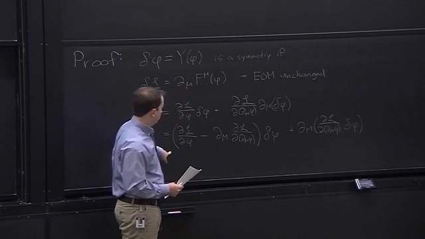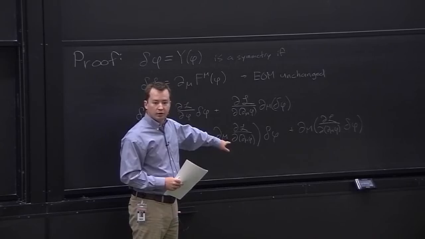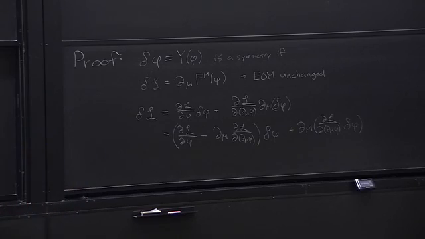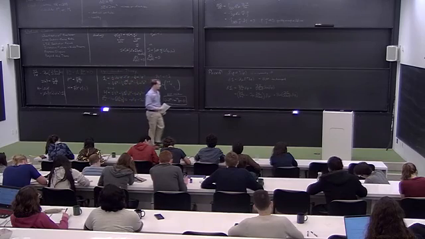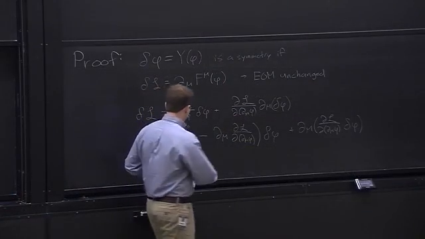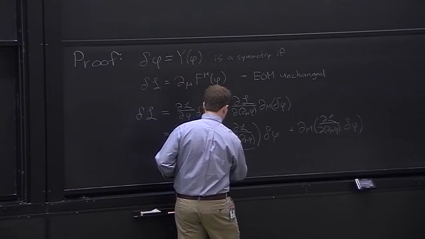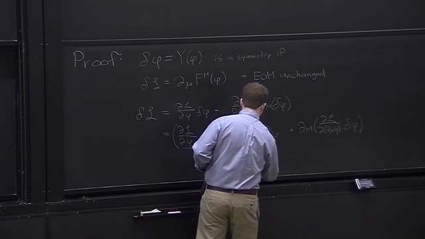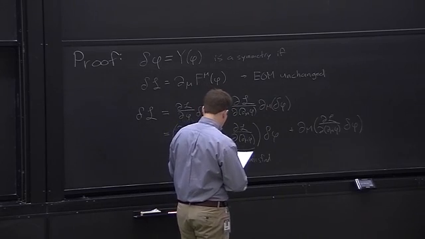And this expression in parentheses should look familiar. We've seen it a few times already this lecture, for example, over here. This is just the left-hand side of the equation of motion. So this is equal to 0 if the equation of motion is satisfied.